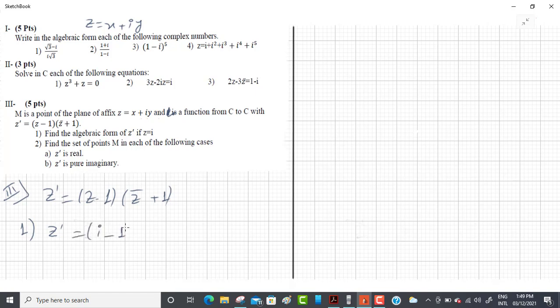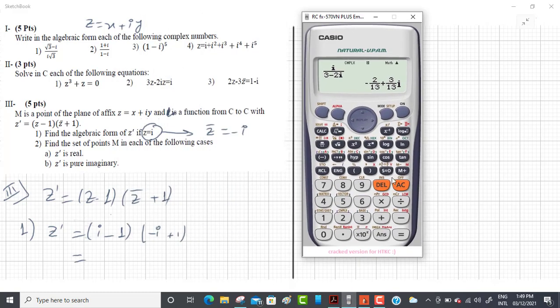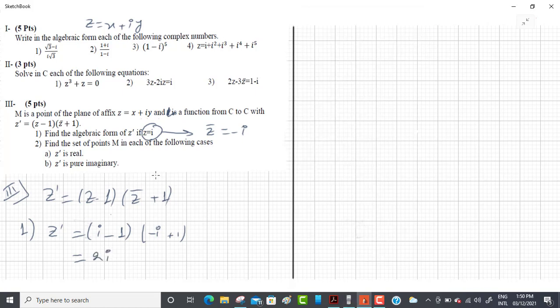You just replace z by i. But as you know, if z equal i, this means that z bar equal minus i. We just replace z and z bar by their values. I can either expand or I can find the answer using the calculator. It's (i minus 1) times (minus i plus 1), and you can find the answer. It's 2i. This is a particular case. You found the z prime if z equal i. You can't use this value in the other parts of the exercise.